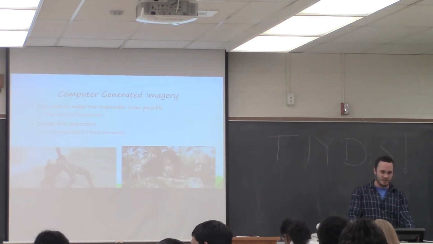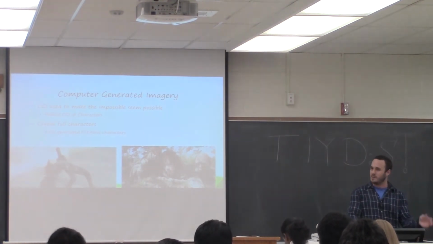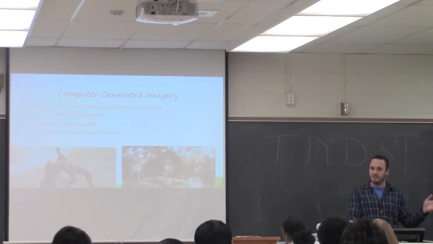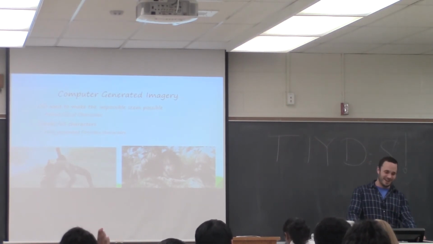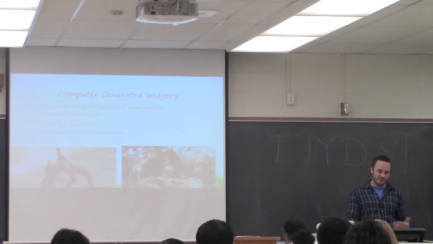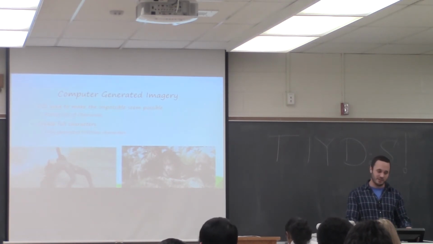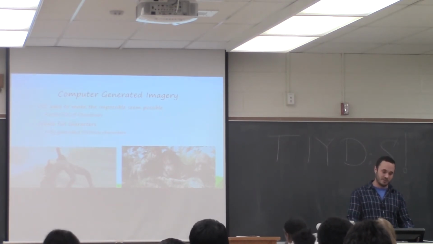We use CGI to make the impossible seem possible. How many people have seen The Matrix, the movie? All right, all 6 of you. Well, that whole scene where he's dodging bullets, he was generated. That's not actually the actor at all, and they're able to circle him using CGI, and that was one of the most state-of-the-art scenes at that point in time.